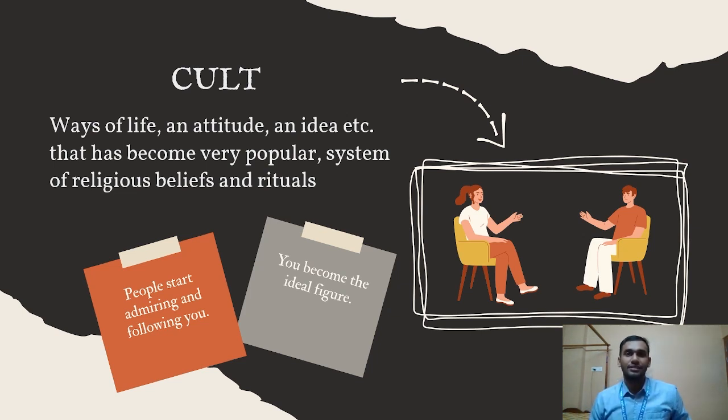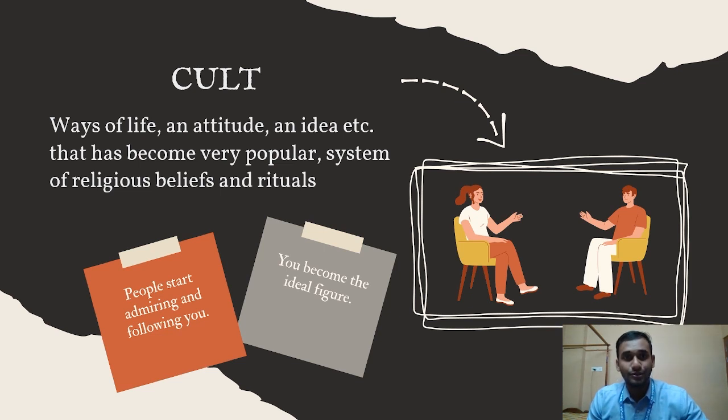first demonstrates, or shows some kind of skills or way of life or lifestyle or an attitude which is very pleasing, which becomes very popular among a certain mass or group of people, and they start following it. So that is known as cult. So people start admiring and following the ideal figure, and that person who started this tradition or the attitude or the lifestyle becomes the idol figure.